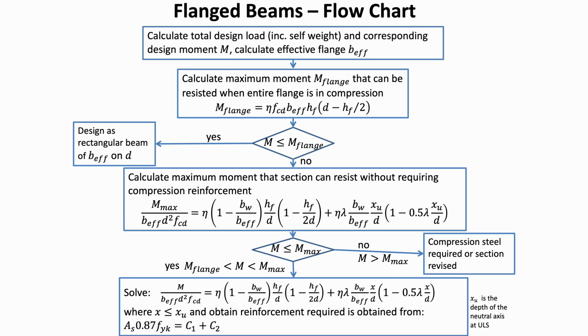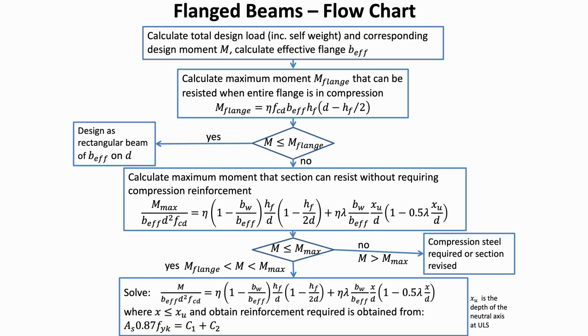In this flowchart, I've summarized the full flanged beam design process. We start by calculating the design moment M that includes self-weight and determining the effective flange width, b_f, or b_eff. The first check is whether the entire flange can carry the compression block. That gives us M_flange. If the applied moment is less than this value, the beam behaves like a rectangular section with a width of b_eff and a depth of d, and the design is straightforward, just like we've done before.